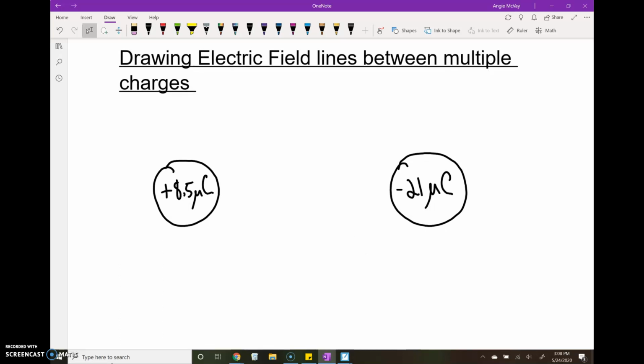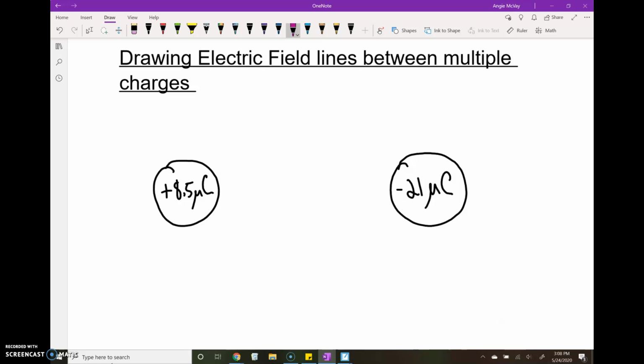All right, now let's take a look at our same two charges that we've been looking at this entire lesson. We aren't tired of these charges yet? No, we are not. These two charges, what if they're near to each other?